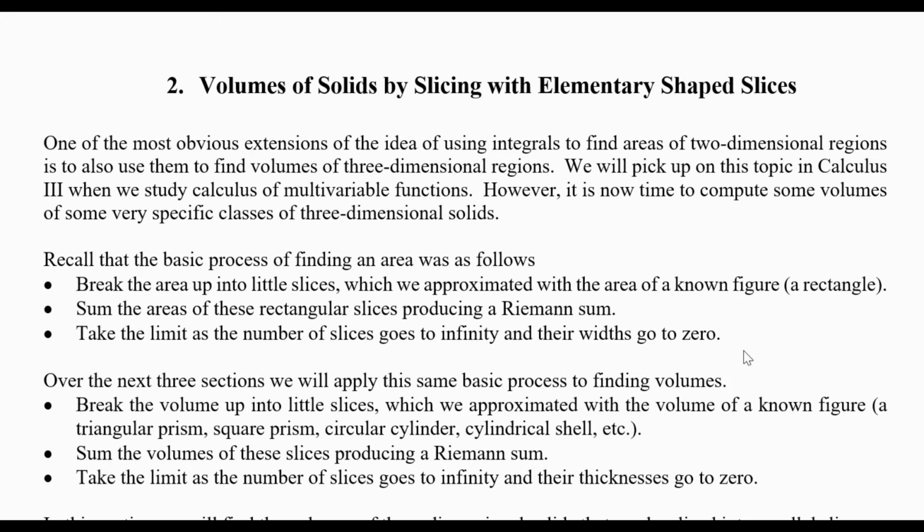Over the next three sections, we will apply the same basic process to finding volumes. Break up the volume into little slices, which we approximate with the volume of a known figure: a triangular prism, a square prism, a circular cylinder, cylindrical shell, something like that, etc. Sum the volumes of these slices, producing a Riemann sum. Take the limit as the number of slices goes to infinity and their thickness goes to 0.